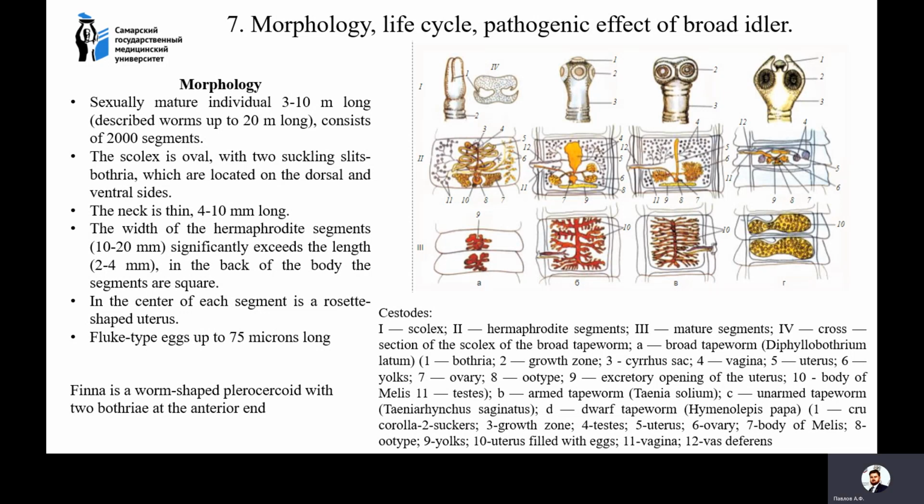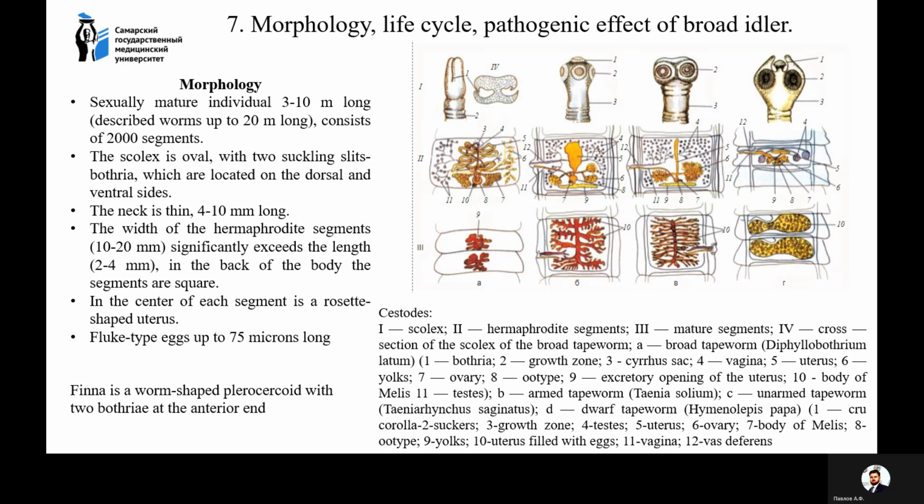Morphology, life cycle, and pathogenic effect of the broad tapeworm. A sexually mature individual is 3 to 10 meters long, with described worms up to 20 meters long. It consists of 2,000 segments. The scolex is oval with two sucking slits, bothria, which are located on the dorsal and ventral sides. The neck is thin, 4 to 10 millimeters long.